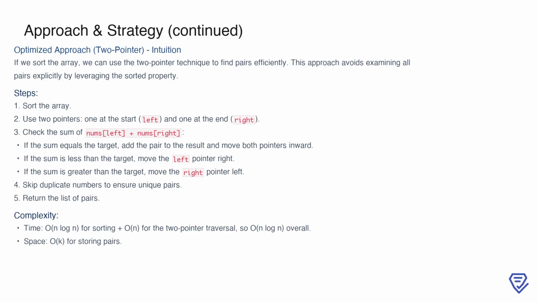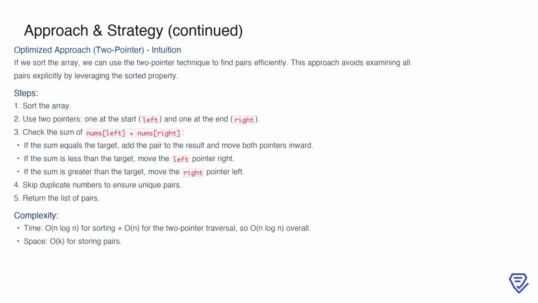The idea is that by sorting the array, we can strategically use two pointers, one starting at the beginning of the array and the other at the end. By calculating the sum of the numbers these pointers reference, we can determine the next steps. If the sum matches the target, we record the pair and move both pointers inward.